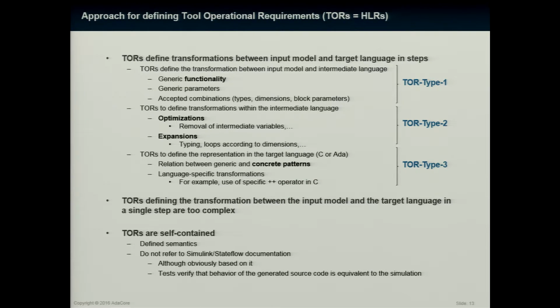So you have these three different kinds of requirements, and that gives you the structure that you need for approaching the problem. You're going to define a number of semantics-preserving transformations that eventually are going to get you from the model input to the source code output. But each step is of manageable complexity.